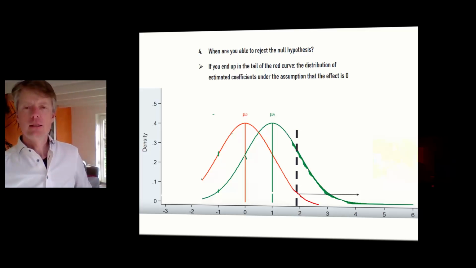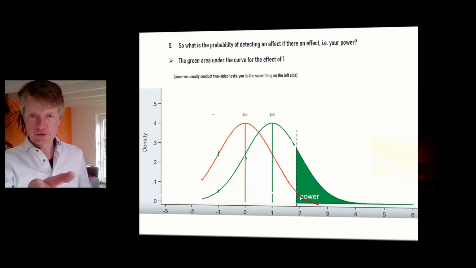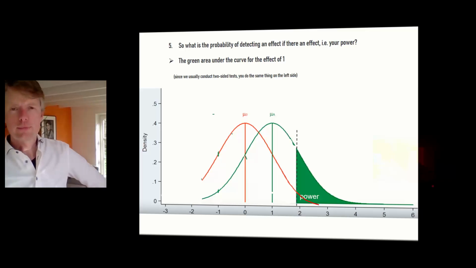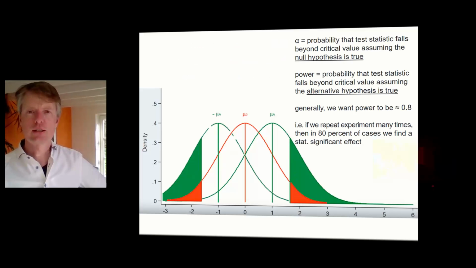and then you know your power, right? So what is the probability of detecting an effect if there is an effect? That is when you are in the tails of the red curve. And now, under the assumption that there is an effect, then the whole green area under the curve is your power. And remember, I'm showing you the one-sided test, but we always do two-sided tests.